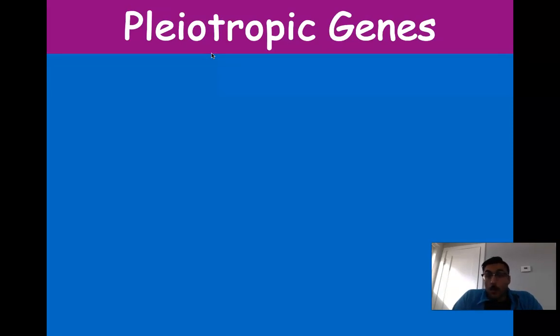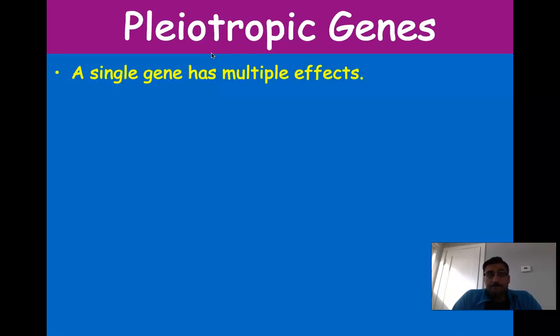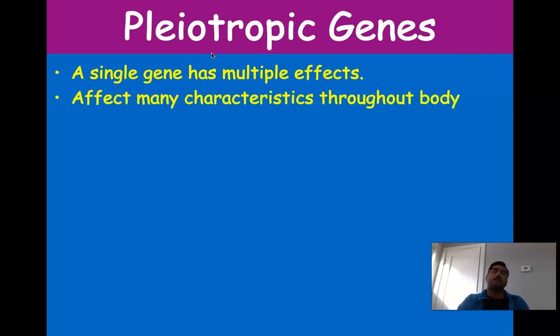Okay, pleiotropic genes. A single gene which has multiple effects. So pleio means many. Tropic means effect, like it's got an entire effect over the body in terms of its phenotypic traits. These are genes that have many different phenotypic trait effects. They can affect things across the entire body.